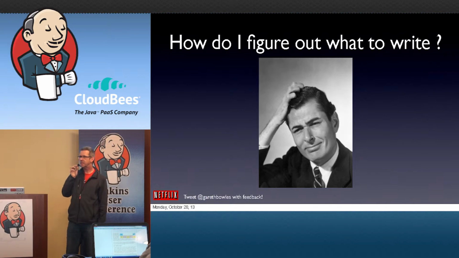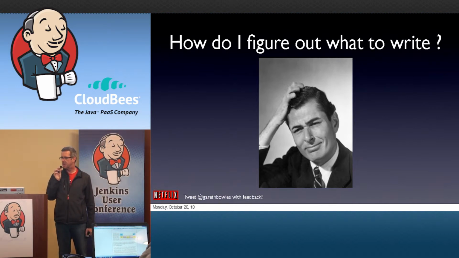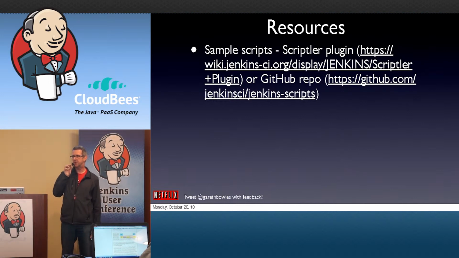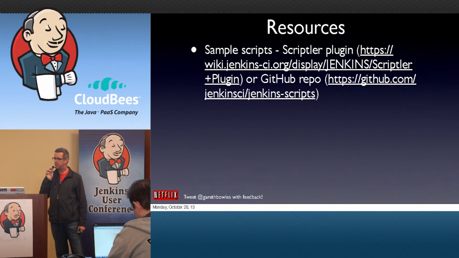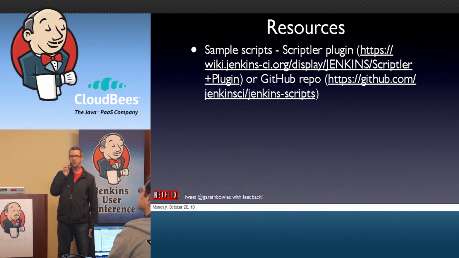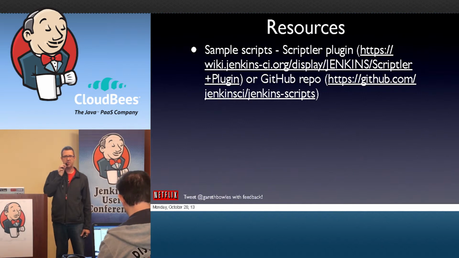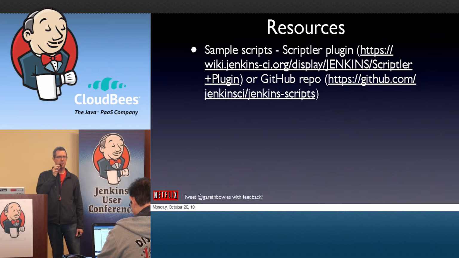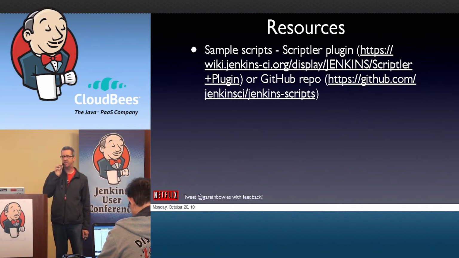So how do you figure out where to get started with writing system Groovy scripts? It's a little tricky maybe, but there are plenty of resources to help you out. There are a bunch of sample scripts out there. There's a plugin called the Scriptler plugin, which gives you access to a hosted repository of scripts that you can upload into your own Jenkins instance. Or there's also a GitHub repo with a set of sample scripts. Some of our Netflix scripts that I mentioned earlier are already up there on Scriptler and on GitHub, and I'll make sure the rest of them are up within the next day or two.